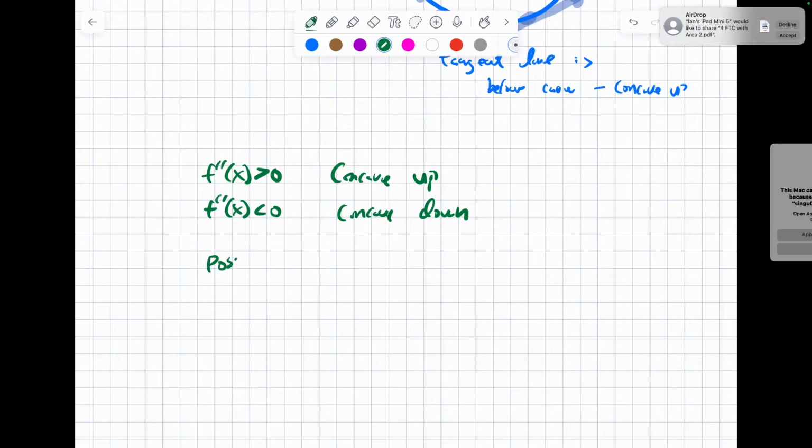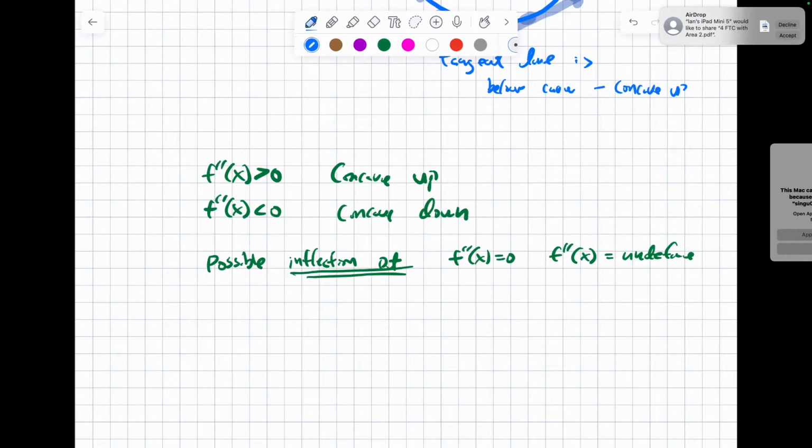Then there's a possible inflection point. The possible inflection point is where f double prime of x is equal to 0, or f double prime of x is undefined, just like a critical number, but for the second derivative. Is that okay? Notice, these are possible inflection points. In order to justify, you need to do a number line test first.